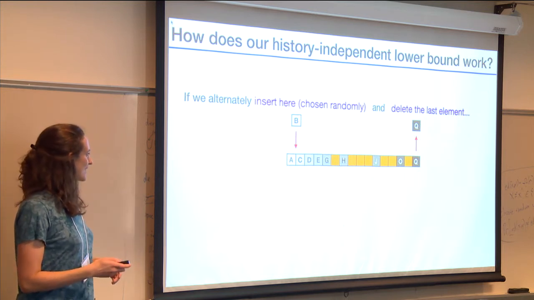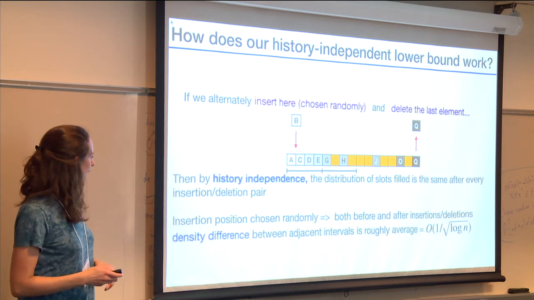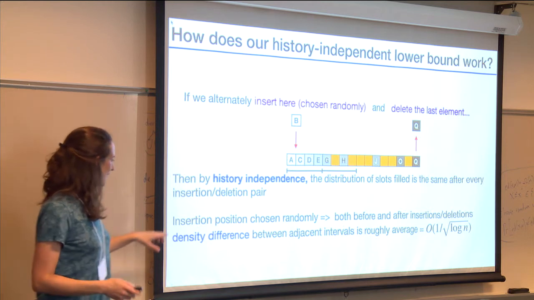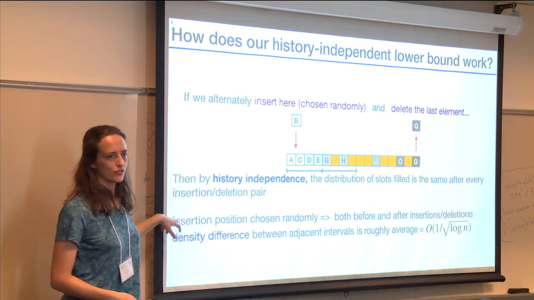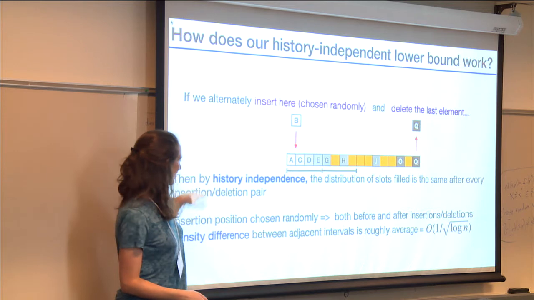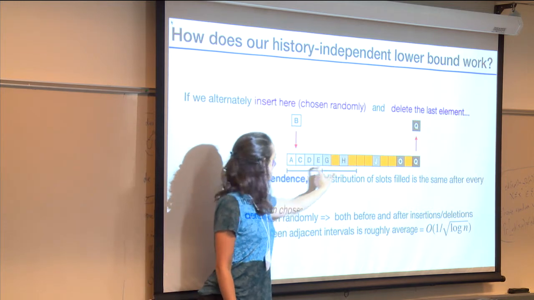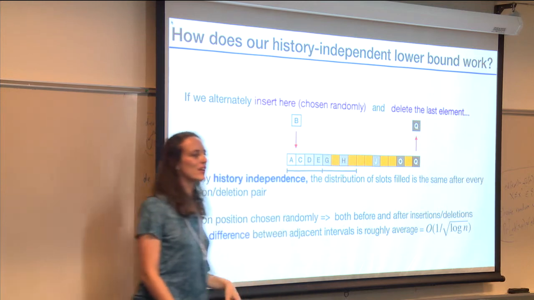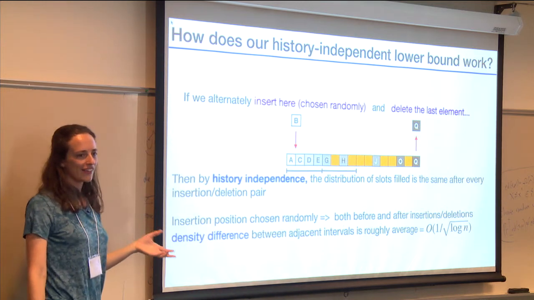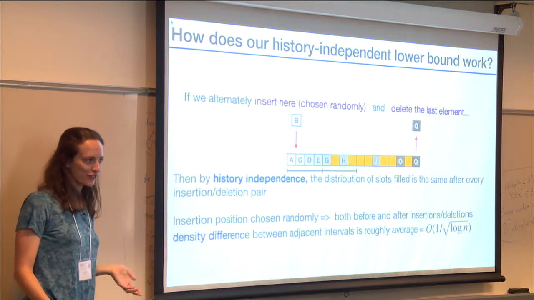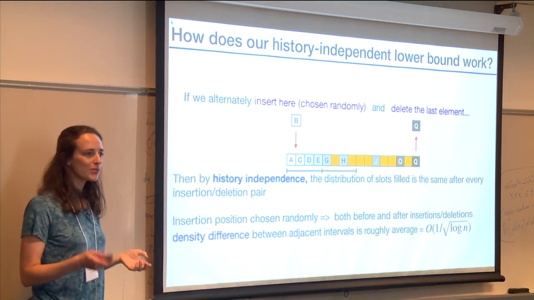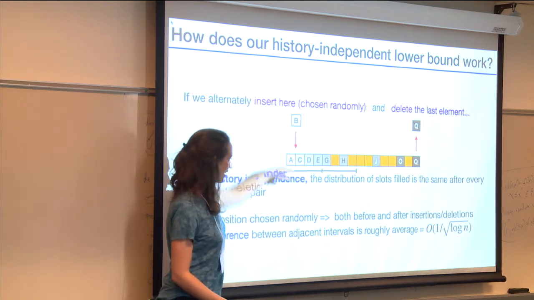And then the idea is that because we chose the insertion position randomly, if we look at some interval containing the insertion position and then look at an adjacent interval, those should have roughly the average density difference between them, just because we picked the spot randomly.